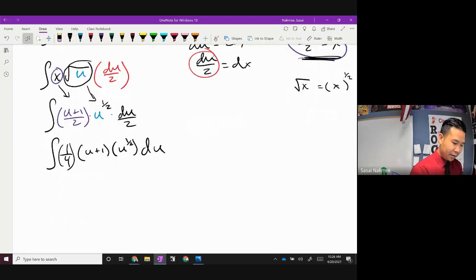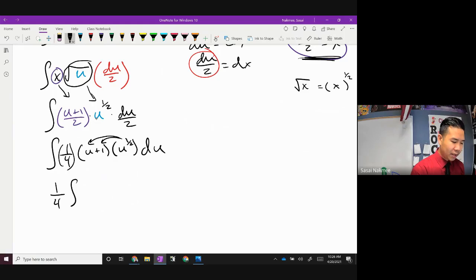Okay, you ready for this? This is multiplying with this. Why don't I just distribute this? So 1/4, that is a constant. I'm going to go ahead and write that in front of the integral, because you can just do that. There's no u's with it. There's no x's with it. I'm just going to write that 1/4 in front.